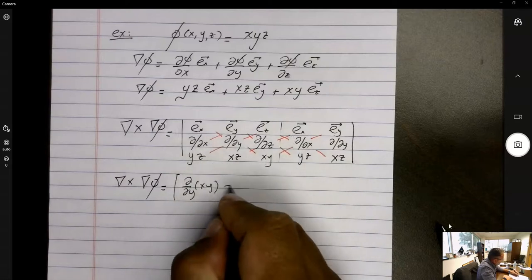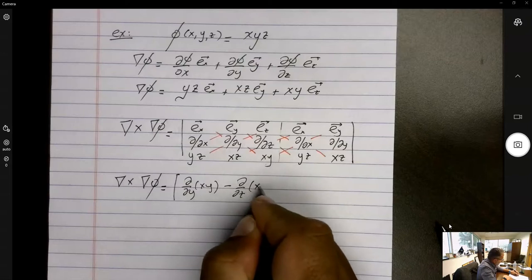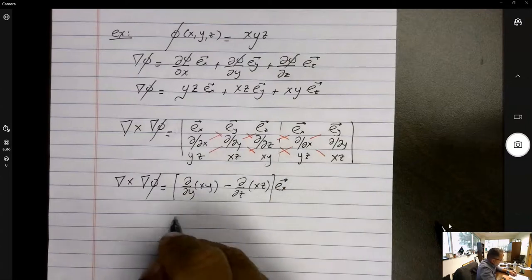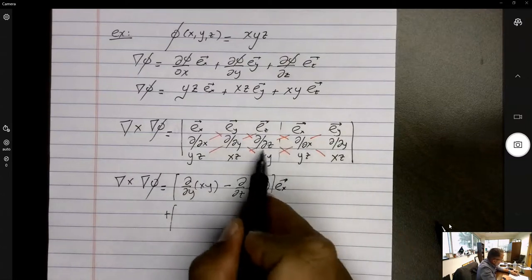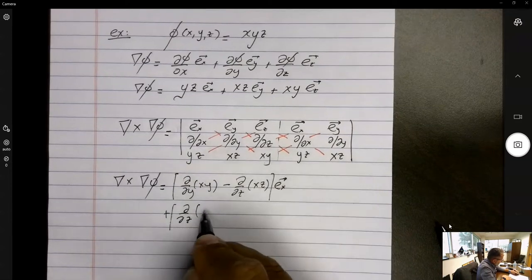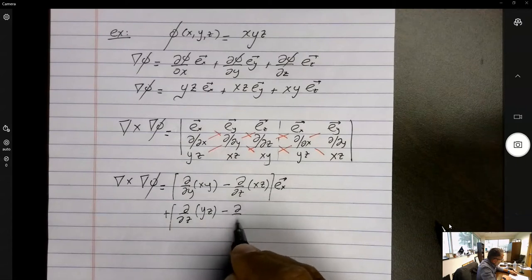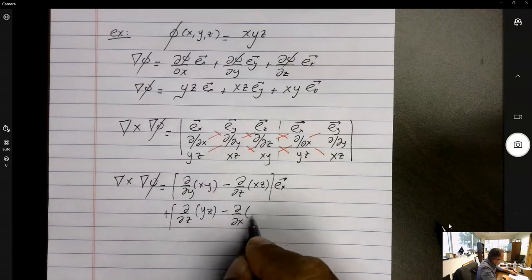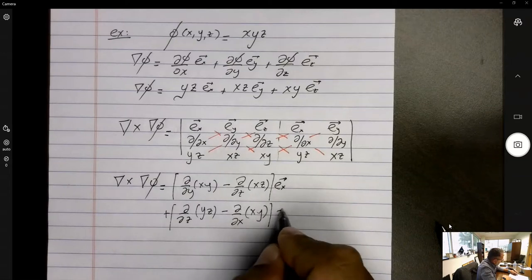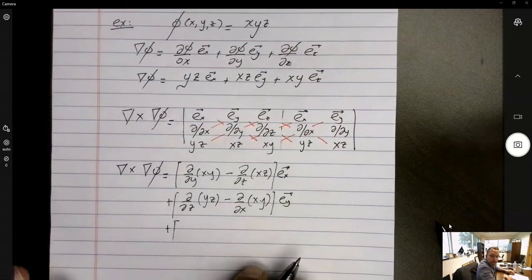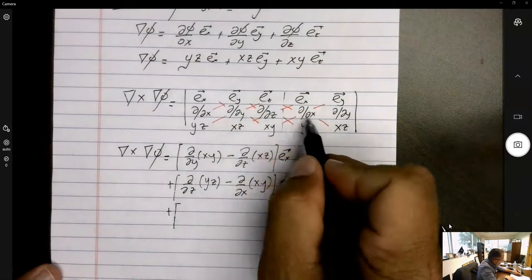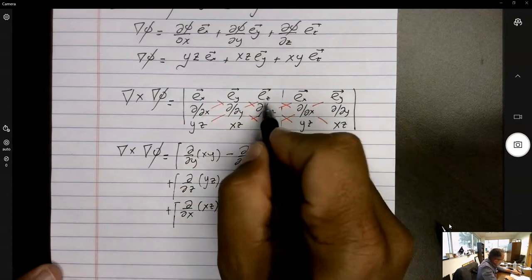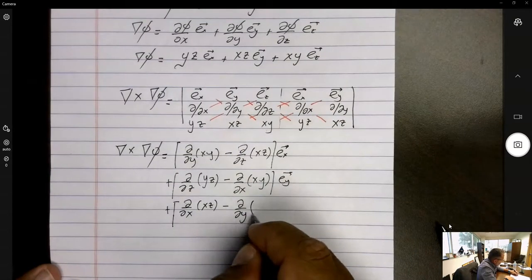In the negative x direction, we have minus d dz of xz. That goes in the x direction. Plus, in the y direction, we have d dz of yz. And in the negative y direction, we have d dx of xy. And finally, in the positive z direction, we have d dx of xz, minus, in the negative z direction, we have d dy of yz.